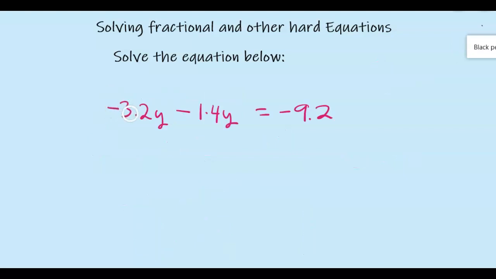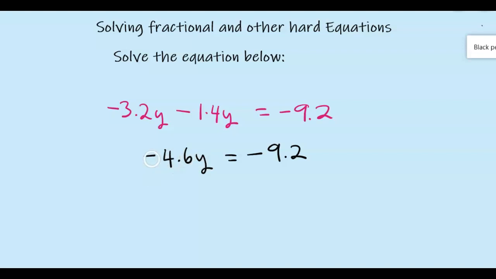This example, we have decimals. So we have negative 3.2y minus 1.4y equals negative 9.2. Here we realize that they are of the same degree and the same variable, so we can gather them together. They are all negative, so we will put them together. We're going to get negative 4.6y, and then we will write negative 9.2.